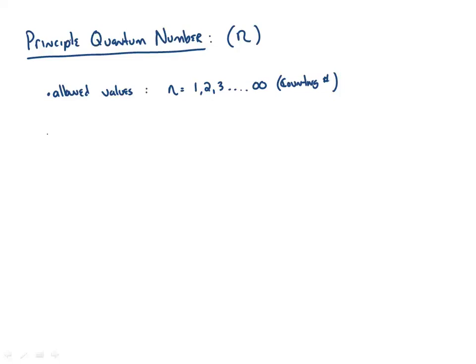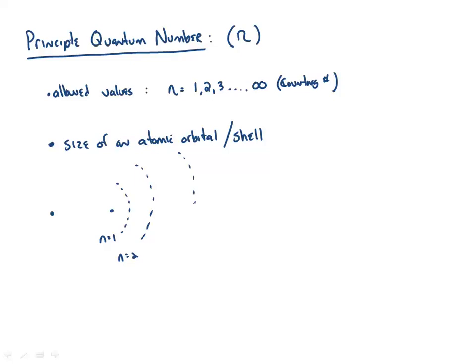What this is really describing is the size of an atomic orbital, or sometimes we call that a shell. And so what it's really saying is if we look at it exactly like the Bohr model, there's the n equals 1 shell. Then, of course, the n equals 2 shell is further out. The n equals 3 shell is further out, and you can keep going on and on forever. The n equals 4 shell. So it's simply telling us how far the electron is from the nucleus.